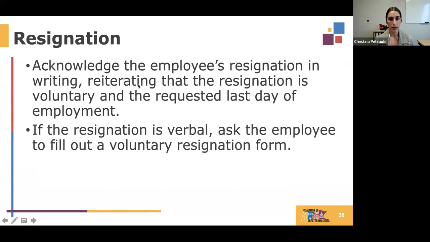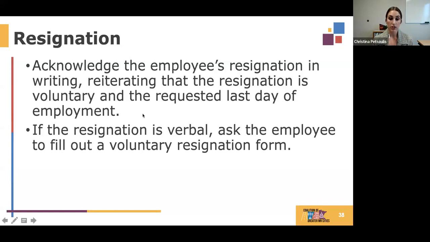So we can go to the next slide. And then resignation. So the biggest thing is to acknowledge the employee's resignation in writing, and then reiterate certain things that are important, which is that it was voluntary, and also list the requested last day of employment, because a lot of times judges will also ask, well, did they resign, but you told them that they couldn't work till the end of their requested end date? That's really important to judges. So be sure to reiterate that requested last day of employment, and then reiterate that it's voluntary.